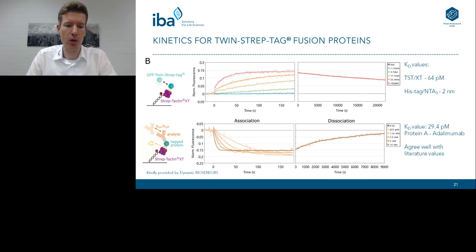In the experiment below, you can see the binding of a Twin-Strep-tag protein A on the Strep-Tactin XT switchSENSE chip. And after that, an antibody was coupled to protein A. The antibody was adalimumab, and this binding is very well characterized in the literature. So it was possible to compare the values we achieved with the Strep-Tactin XT chip to the literature values, and they agreed very well, which shows you that you can use the Strep-Tactin XT chip instead of a covalent coupling of your ligand, in order to capture the protein that you're interested in, or to measure binding kinetics.